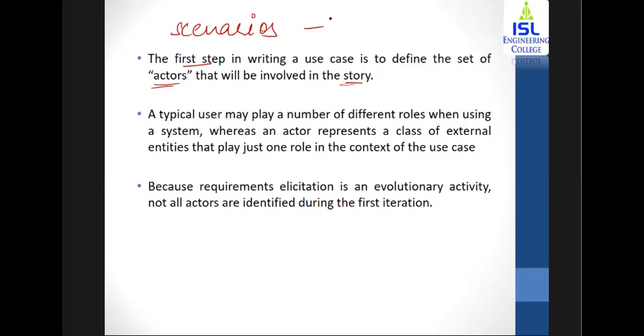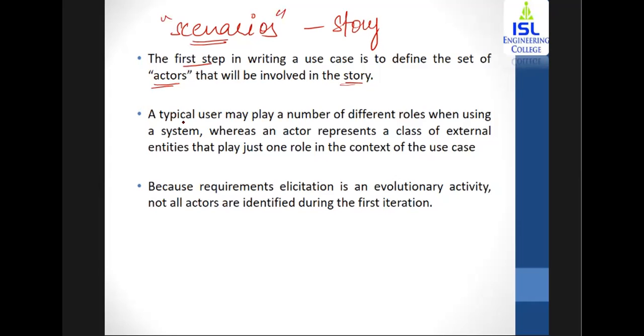That is what is happening. You're narrating a particular story. These are the different tasks that are going to be performed by a particular actor. This is the relationship. So it is a story. Within the story, you're going to identify the different actors that are involved.